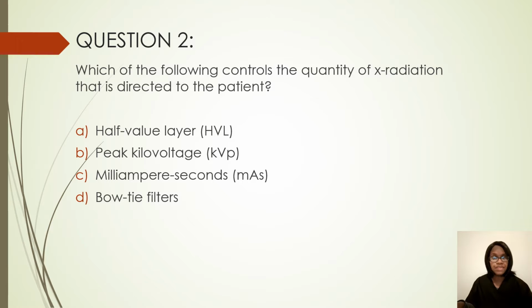And if I'm going too fast, you can always just slow it down or pause it or keep rewinding to look at the question, and it can give you more time to figure out the answer. Which of the following controls the quantity of X radiation that is directed to the patient? This time you have your half value layer, your kVp, your mAs, or your bow tie filters.